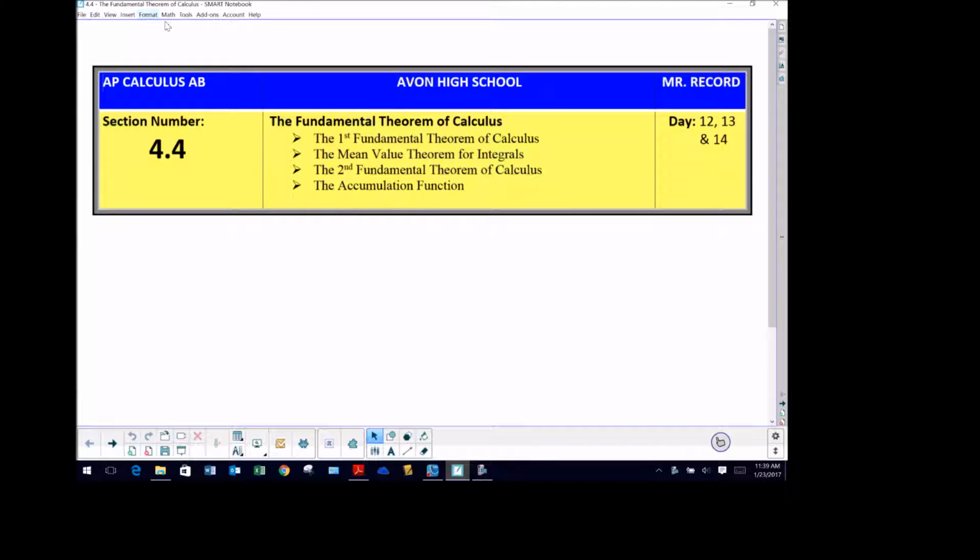Mr. Record here from Avon High School, and we're going to be looking at section 4.4 in the Larson textbook, which talks about something that sounds kind of important, the Fundamental Theorem of Calculus.